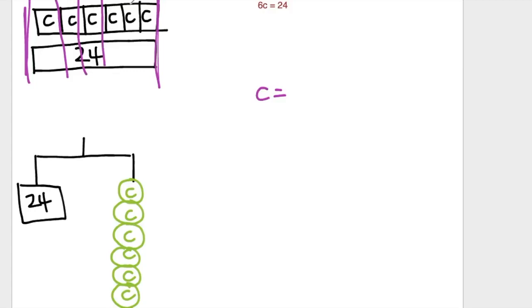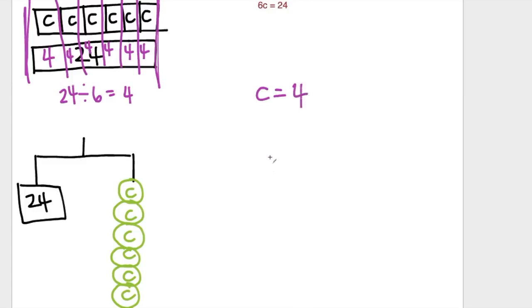Sorry, it's a little crooked, but you would take the 24 piece and divide it into the 6 different c proportions. 1, 2, 3, 4, 5, 6. So essentially what you're doing is you're taking 24, dividing it by 6. 24 divided by 6 is 4. So what that means is each of these c's is actually equal to the value of 4. So that 4 plus 4 is 8, 8 plus 4 is 12, 12 plus 4 is 16, 16 plus 4 is 20, and then 20 plus 4 is 24. So that's how you know that c equals 4.